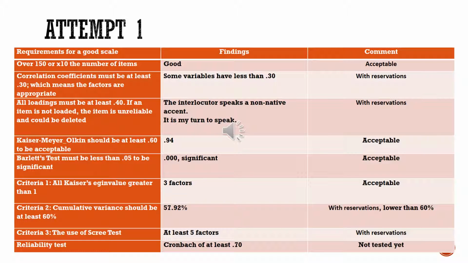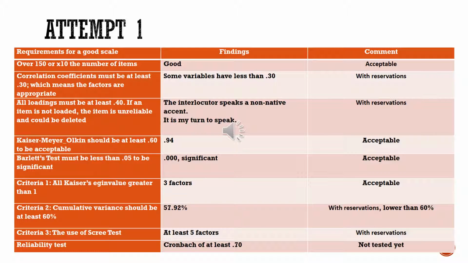So when it comes to the number of respondents, we say that it's good because we got 210 at least, and that is also acceptable. But with regards to the correlation coefficients, there are some variables that have less than 0.30, so we have reservations with that. With regards to the loadings of the 21 items, there are 2 items which are not actually loaded. Okay, so we have reservations with that.